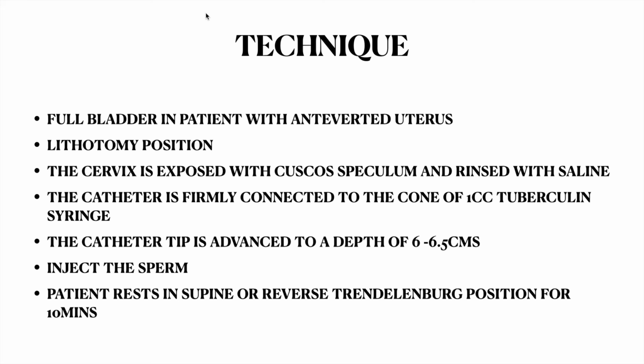Technique. It is usually done with a full bladder in patients with an anteverted uterus. The patient should be in lithotomy position. The cervix is exposed with Cusco speculum and rinsed with saline. The catheter is firmly connected to the cone of a 1 cc tuberculin syringe. The catheter tip is advanced to a depth of 6 to 6.5 centimeters and the sperm is injected. The patient should rest in supine or reverse Trendelenburg position for 10 minutes.